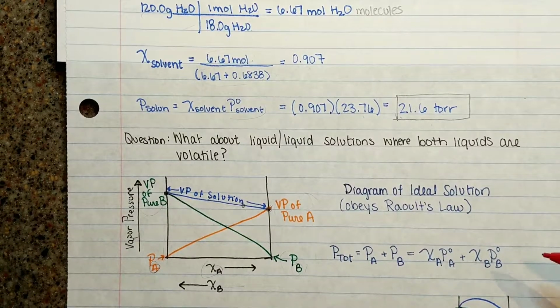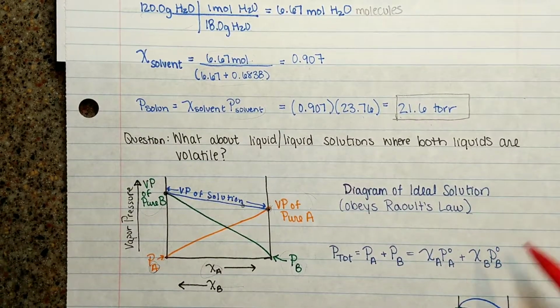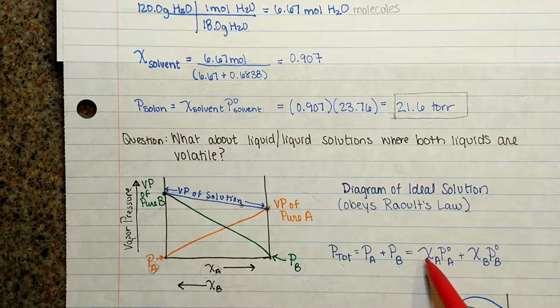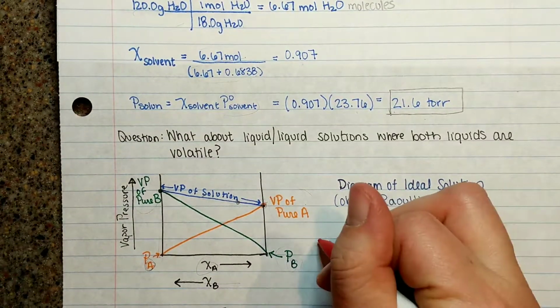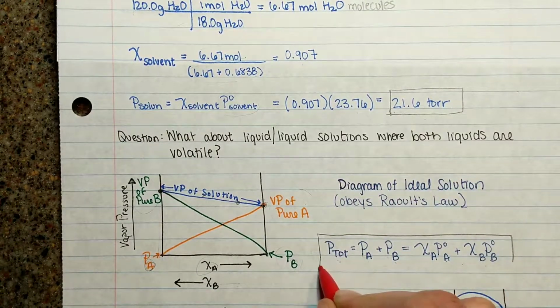This is a diagram of an ideal solution, so one that obeys Raoult's law. So that means that the total pressure is equal to the sum of my partial pressures of my pure solvent A plus my pure solvent B, which we know has to do with the mole fractions. And so it really is the mole fraction of my pure A plus the mole fraction of my pure B. So this is when we have 2 liquids together.